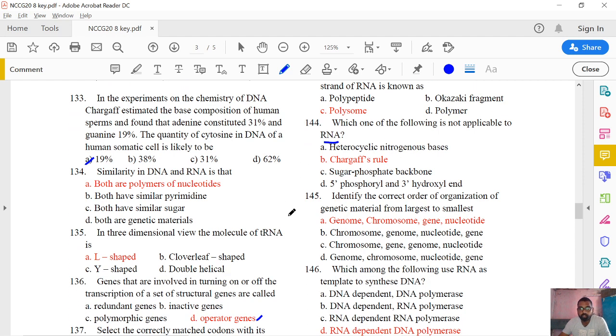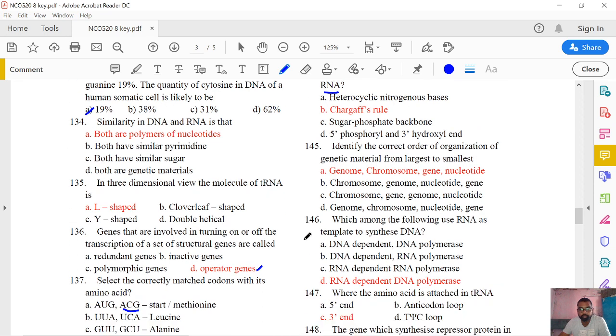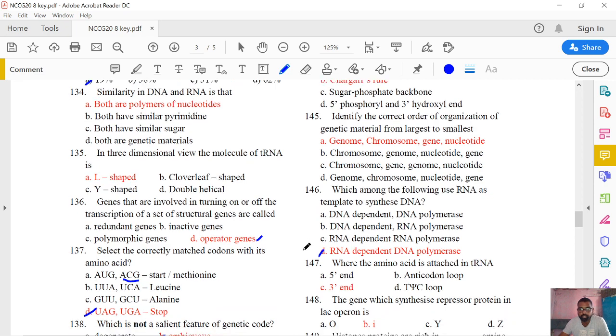Identify the correct order of organization of genetic material from largest to smallest. So genome, chromosome, gene and nucleotide. Which among the following use RNA as templates to synthesize DNA? So RNA dependent DNA polymerase. It is the enzyme.